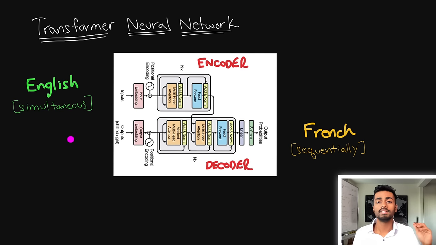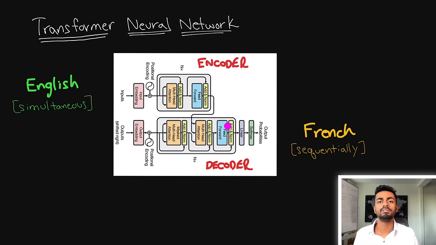Now let's talk about transformer neural networks. So transformer neural networks are a sequence-to-sequence architecture that takes in a sequence and outputs another sequence. Sequences in this case can be a sequence of words for language. The transformer architecture consists of two parts, an encoder and a decoder.